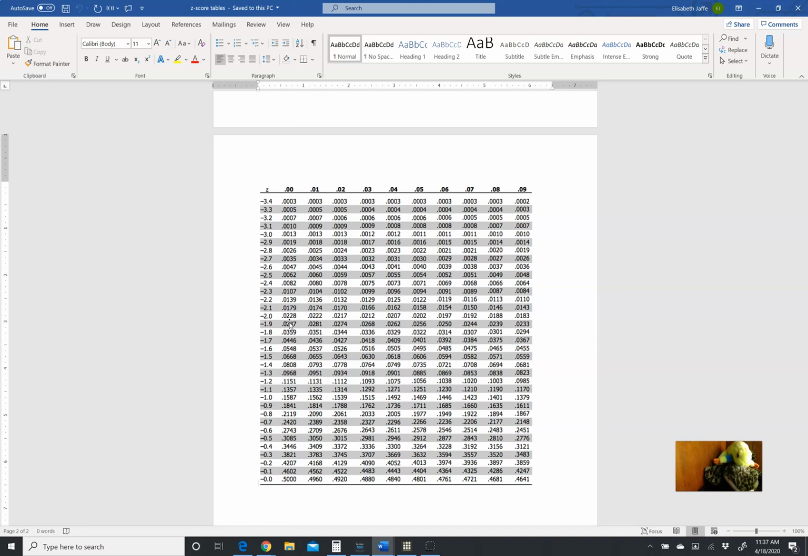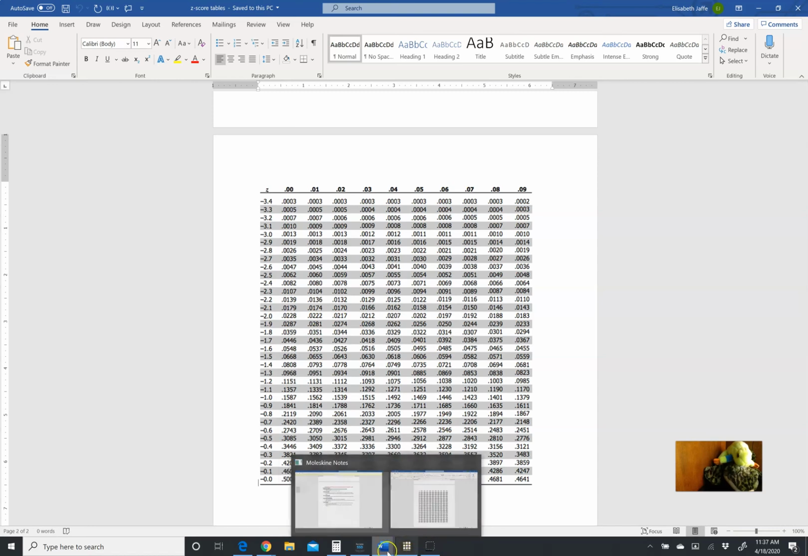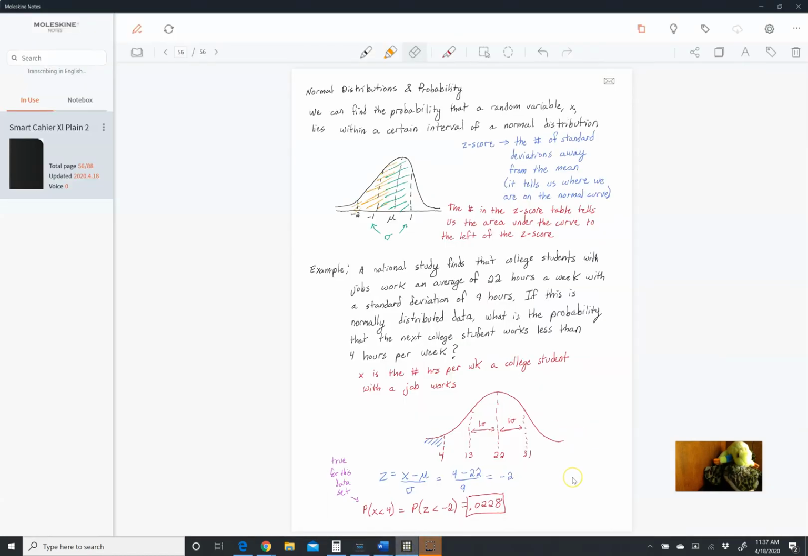So let's think about what this tells us. What this tells us is that there is a 2.28% chance that the next person is going to be working less than 4 hours, okay? Let's put that on the next page.